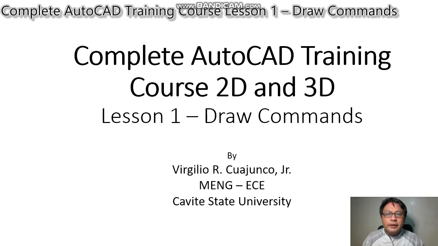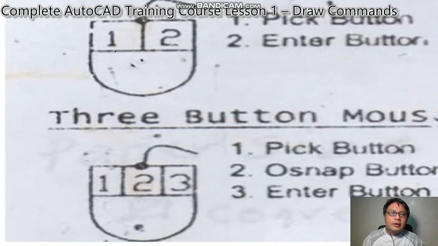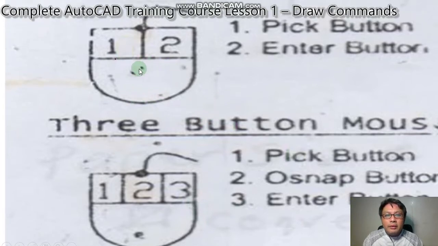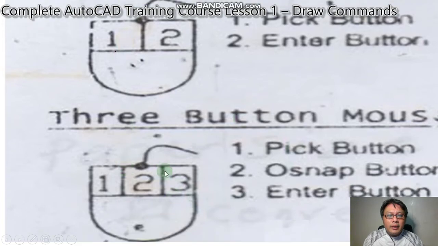So, to start with, lesson 1. In AutoCAD, we'll be using the mouse a lot of times. We have two types of mouse that we can use. We have a 2-button mouse, this one. Then we have a 3-button mouse, this one.